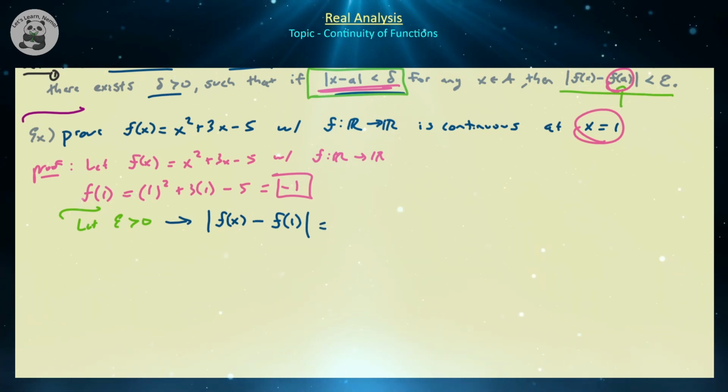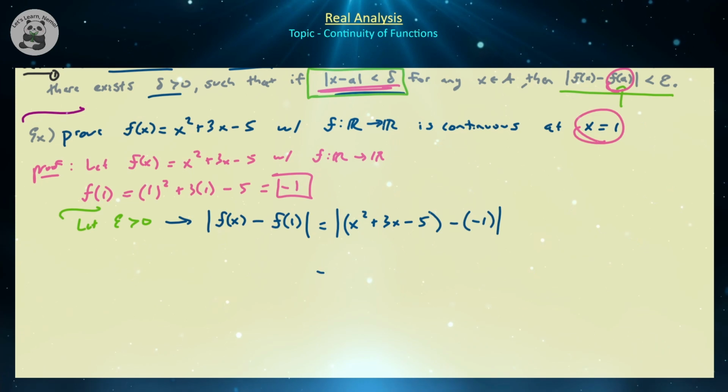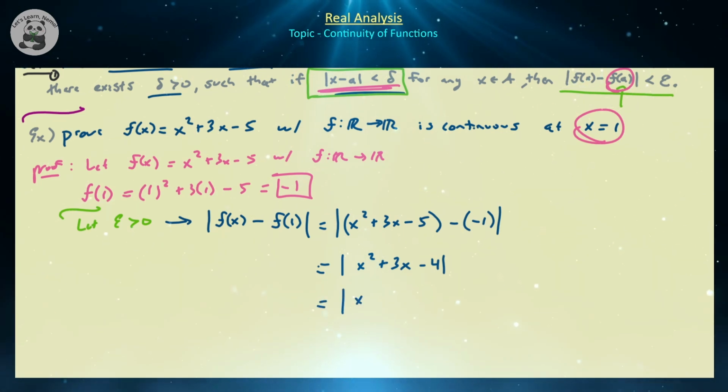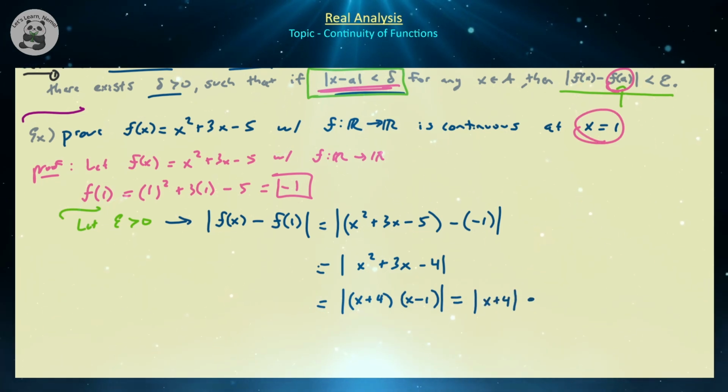So if we substitute our definition, we're going to have the absolute value of x squared plus 3x minus 5 minus negative 1. That's going to be equal to the absolute value of x squared plus 3x, and then we have minus 5 plus 1, and we know that's going to be equal to minus 4. And we know that we can factor x squared plus 3x minus 4 over the set of integers, because that's just x plus 4 times x minus 1, and we can distribute our absolute values over that product and make it the absolute value of x plus 4 times the absolute value of x minus 1.